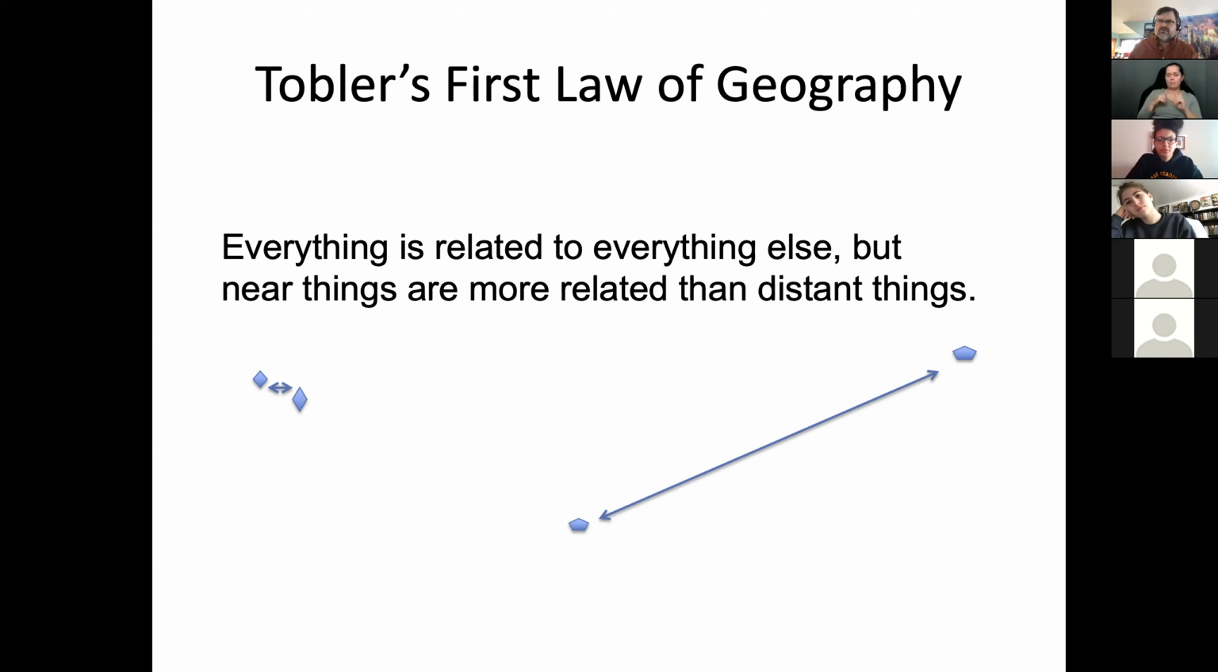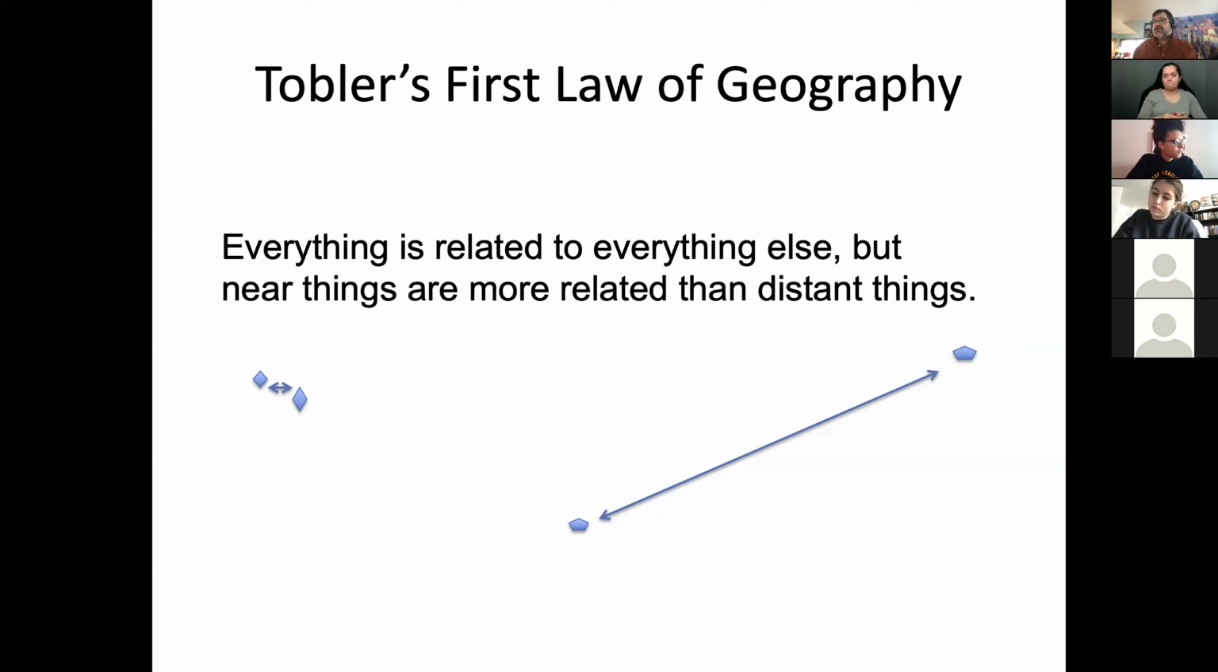But did you know that there are laws of geography? And this one is the most important law. Know this law of geography. It's Tobler's first law of geography. Everything is related to everything else, but near things are more related than distant things. So this comes into the category of science. This is a law. Everything is related to everything else, but near things are more related than distant things.